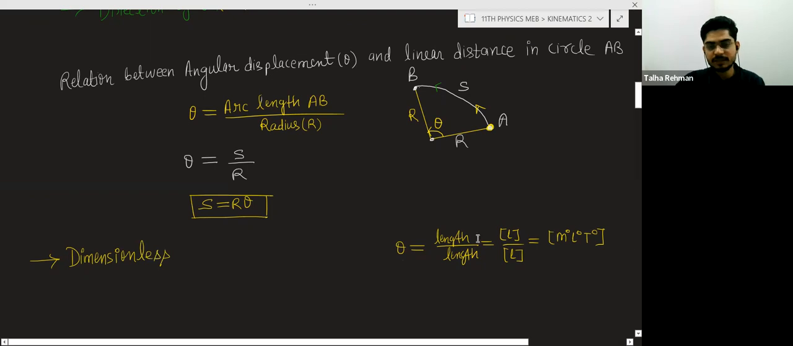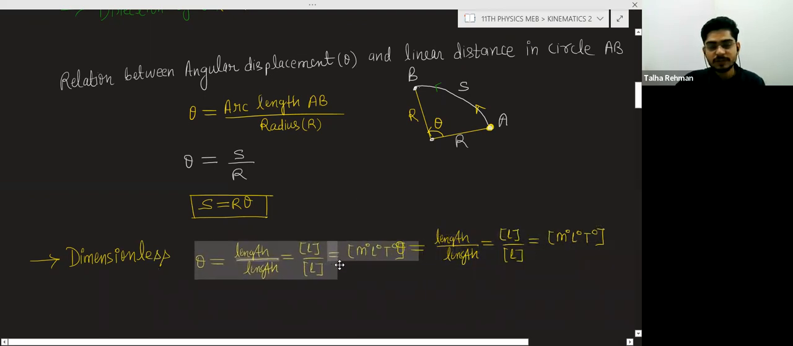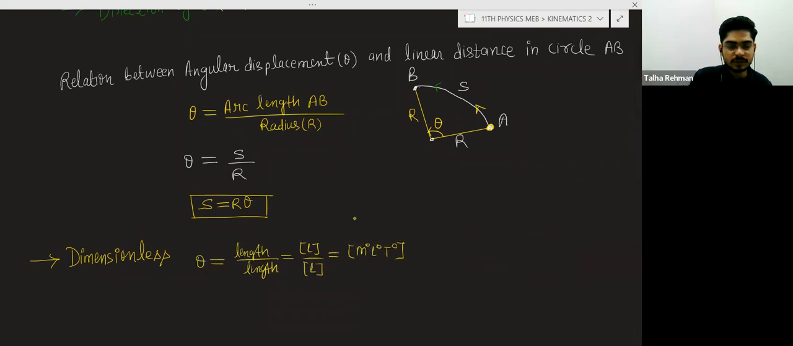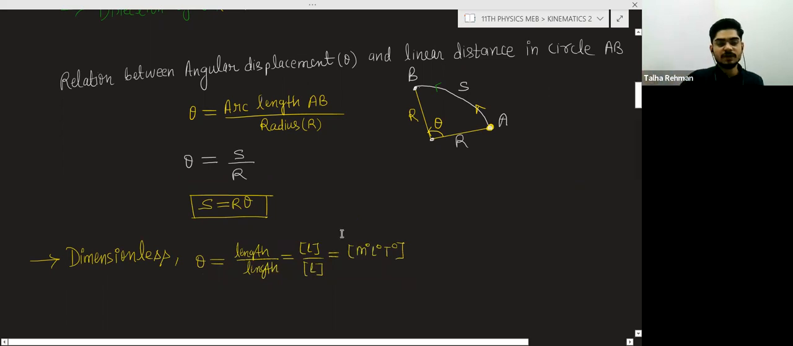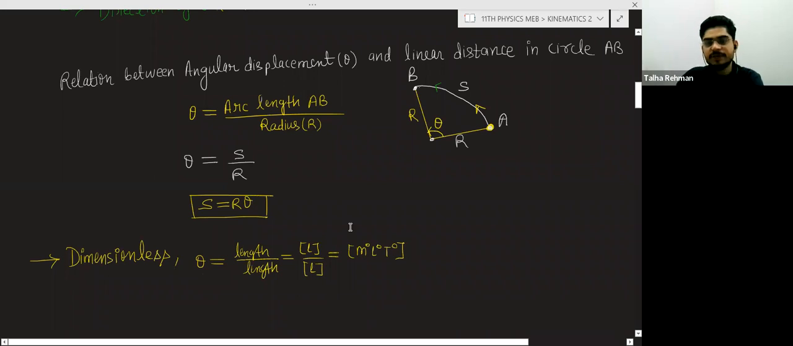This theta is a dimensionless quantity, but it has a unit. This is a very rare quantity that has a unit but does not have a dimension. The unit is radian or degree. Now there is another term, angular velocity.